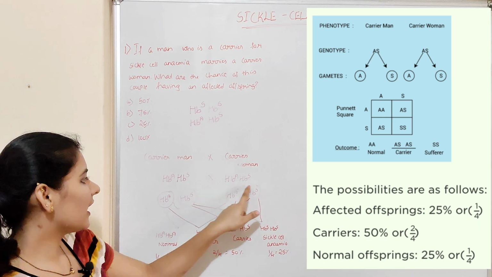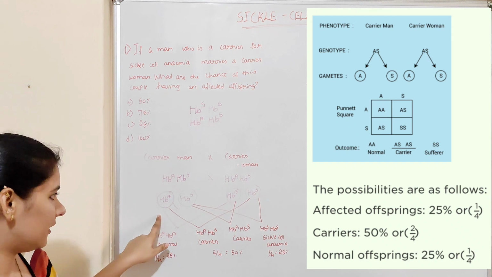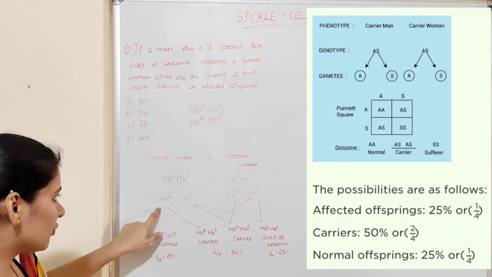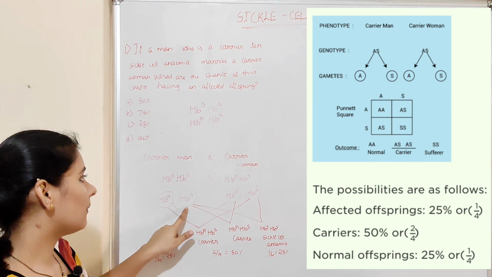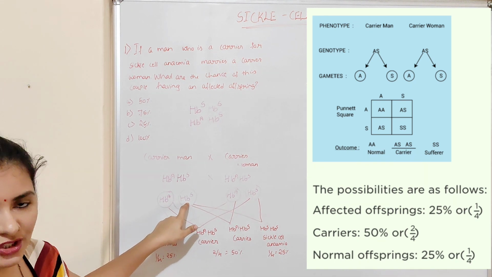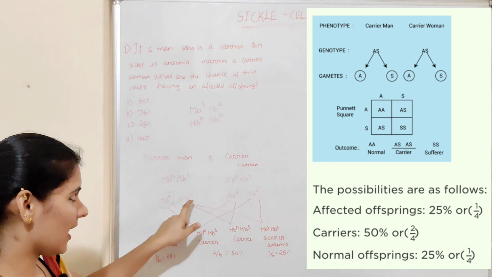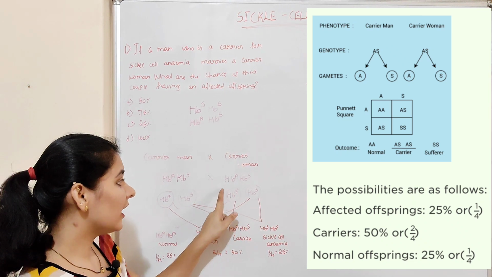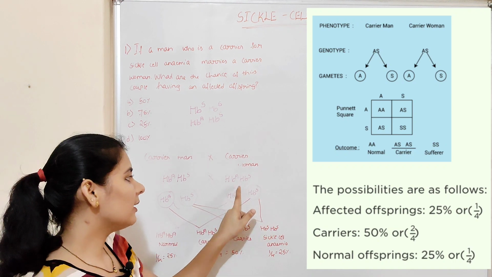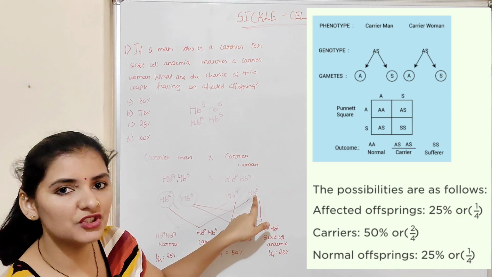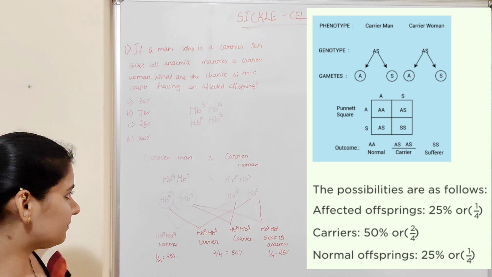These are the possible gametes produced by these parents. So 50% of the sperm produced by this man have the normal gene, whereas the other 50% of the gametes will have this abnormal gene or gene for sickle cell anemia. Similarly, 50% of the eggs produced will be normal, having the normal gene, whereas 50% of the eggs produced will have this abnormal gene or gene for sickle cell anemia.